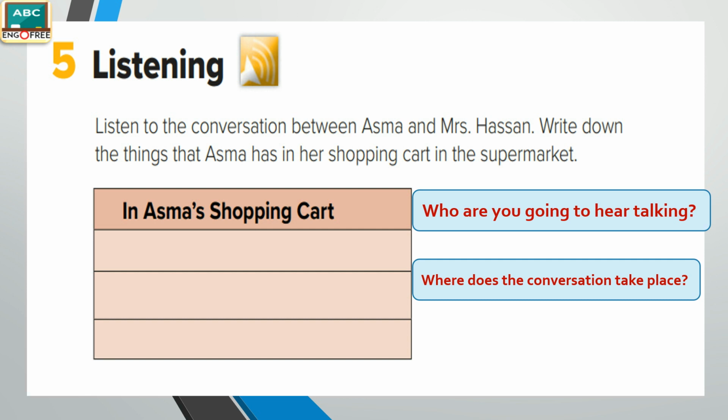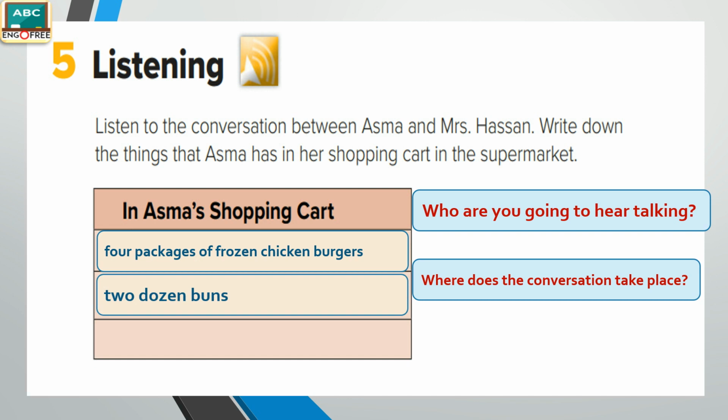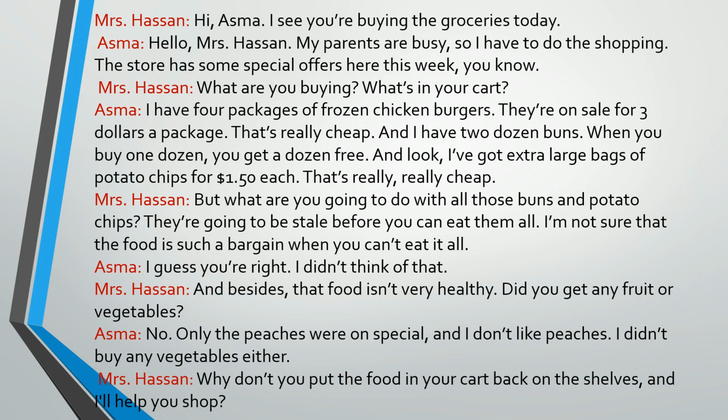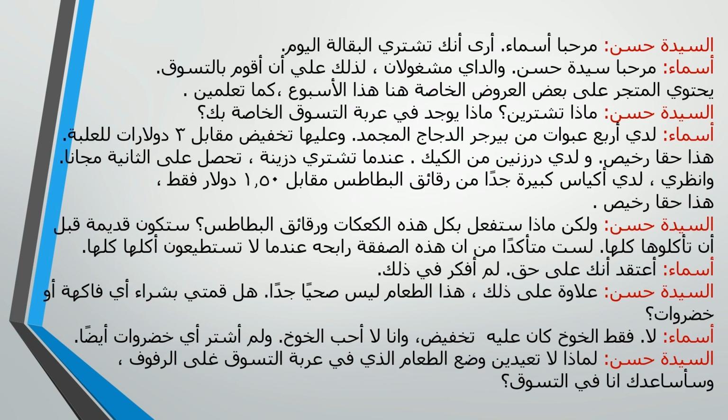Yes, tell me now. What are the things that Asma has in her shopping cart? 4 packages of frozen chicken burgers, 2 dozen buns, extra large bags of potato chips. And here we have the translation of the conversation. Yeah, you can read it from here.